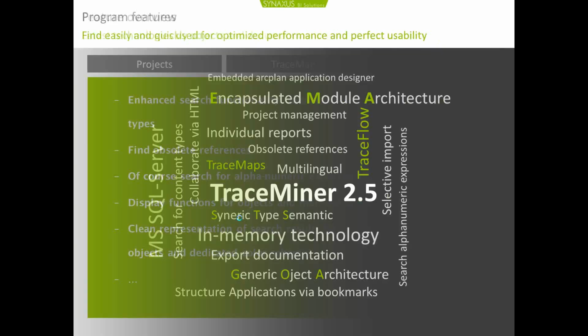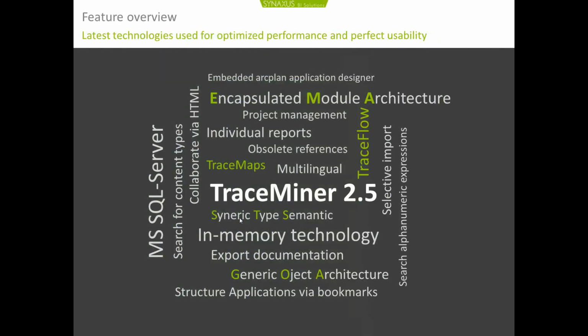Go back to the presentation. So this is a feature overview. We use the latest technologies to optimize the performance and have perfect usability. We have our encapsulated module architecture, categorizing your application on a document level. We have the trace maps, we have the trace flow. I will show you in a second. The tool is multilingual. We have the generic type semantic, having the color coding for all your objects. You can export your documentation, and having this so fast is done because we use in-memory technology.